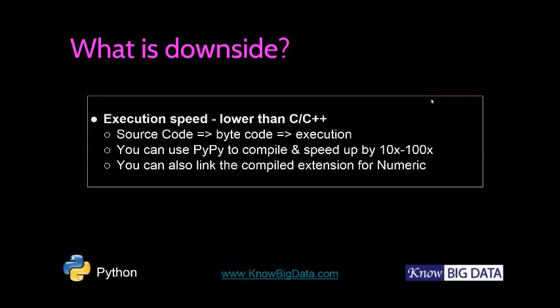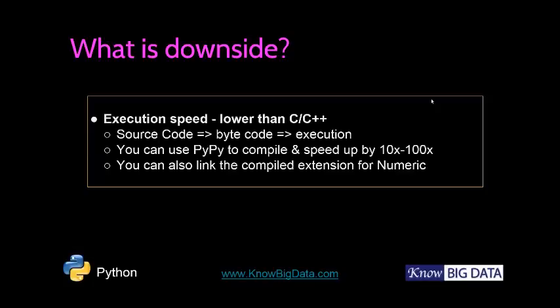So yes, there are a few downsides to it, and not much. I would not call it a major drawback, but a few downsides. Like, execution speed is lower than C or C++ code. So this is just a comparison. So why is the execution speed lower than C, C++? Because there is a compilation step coming in between on C, C++ or other languages which makes it faster. So source code to byte code and then execution.